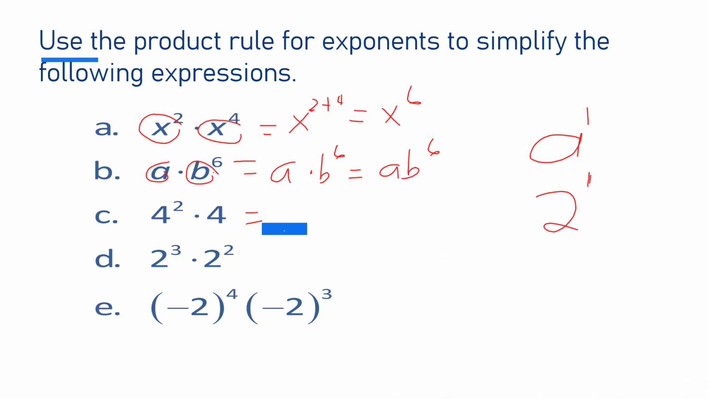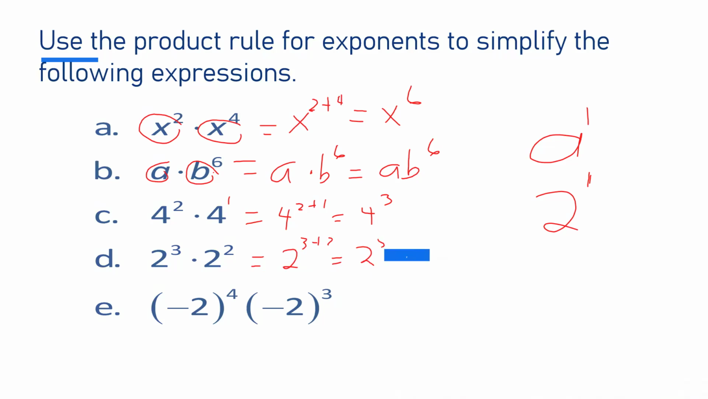Now, 4 to the power 2 times 4. Now, 4 again is going to be to the power 1. So I've got 4 to the power 2 plus 1, which is 4 to the power 3, the product rule.